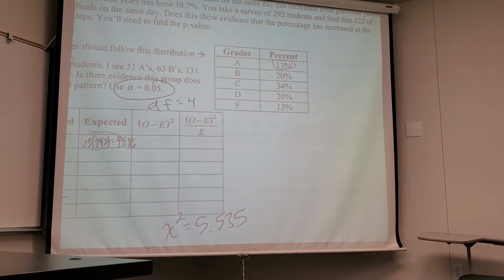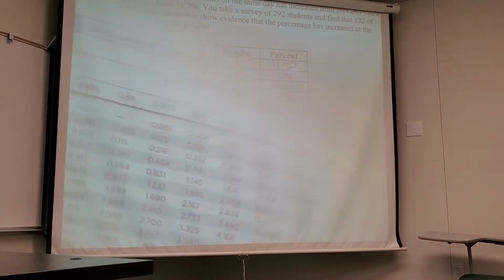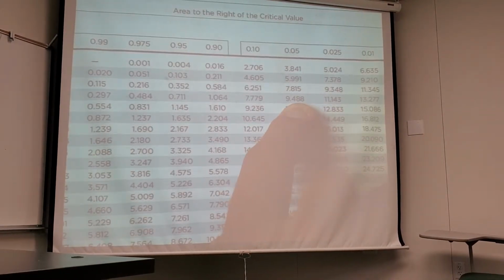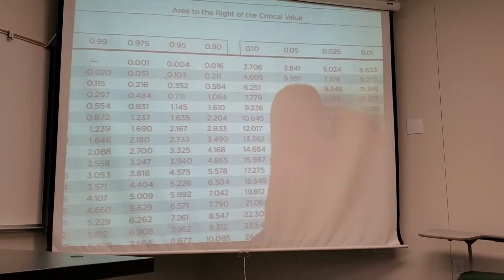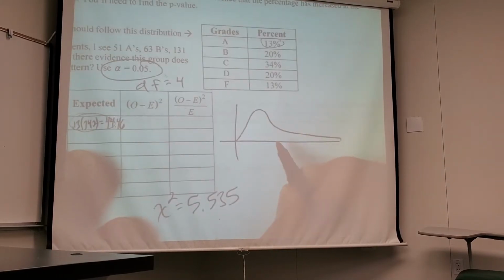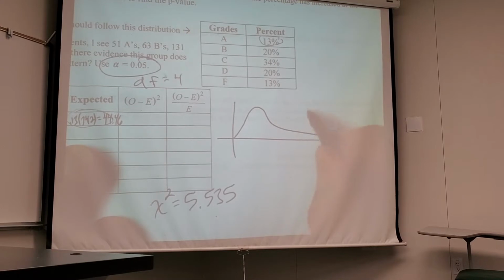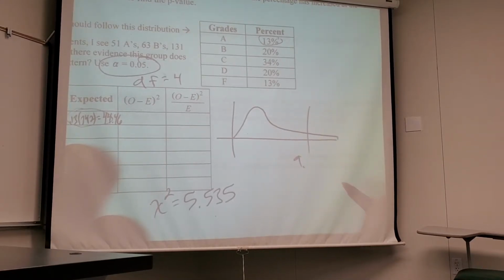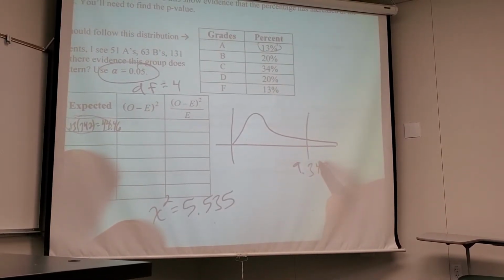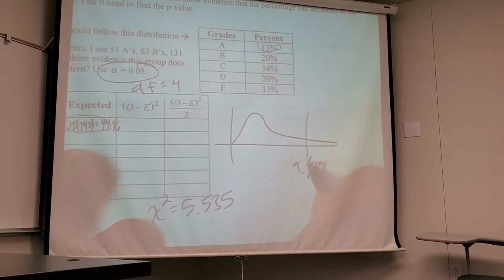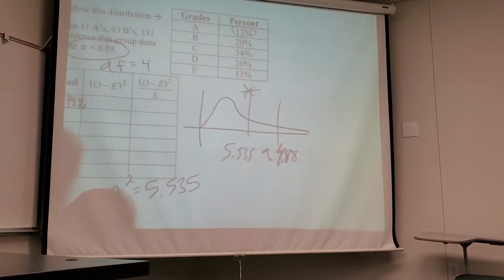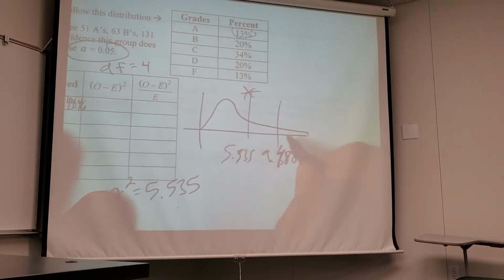So if you look that up, what do you get for a chi-square? 9.488. So that's where evidence starts, that it's different enough. So if I wanted to draw this out, it'd have to be at 9.488, and we only got to 5.535. So we didn't make it in there.